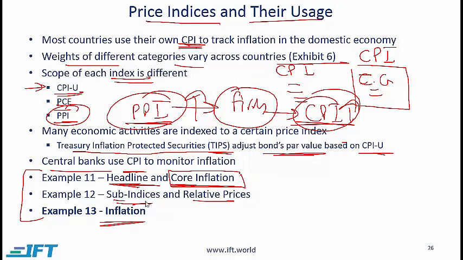A sub-index is a price index for a particular category of goods. For example, we might have a sub-index purely for food or a sub-index for energy. Relative price is the price of a specific good or service in comparison with those of other goods and services. In a given country such as the United States, the prices of food might be low relative to the prices of other goods and services, whereas in other countries the prices of food might be high relative to other goods and services.